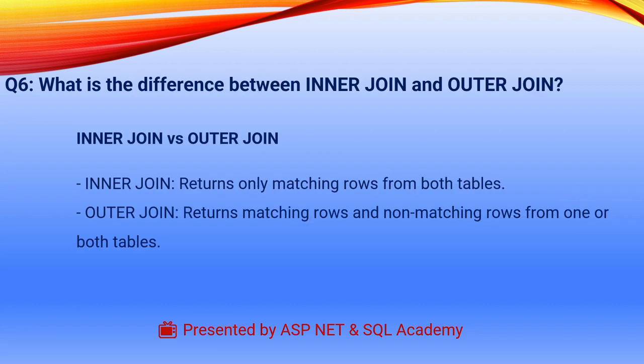The inner join returns only the rows where there is a match in both tables, while an outer join returns matching rows as well as non-matching rows from one or both tables. Outer join can be further classified into left outer join, right outer join, and full outer join.